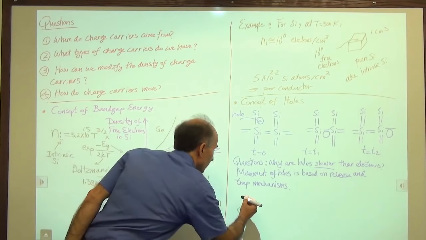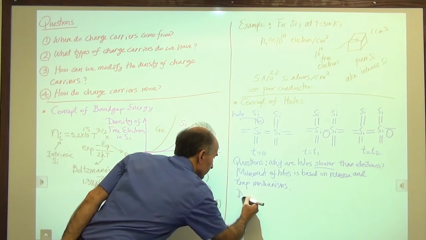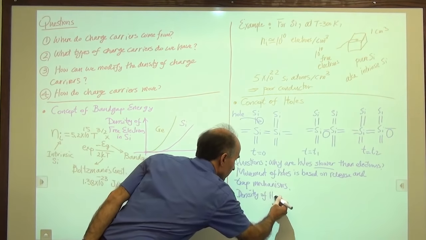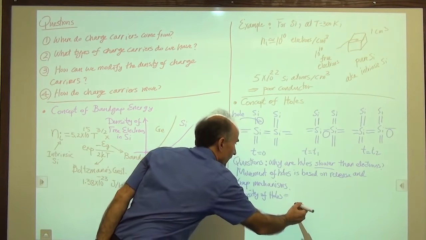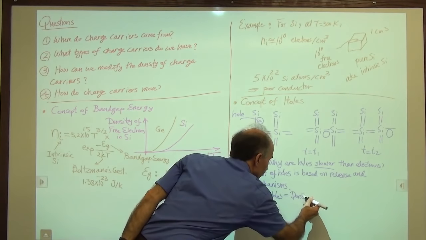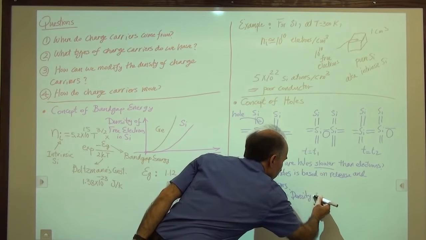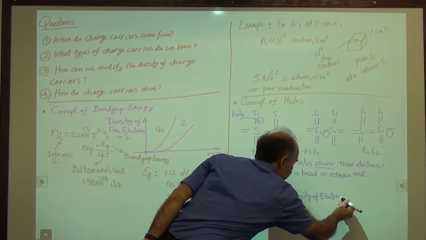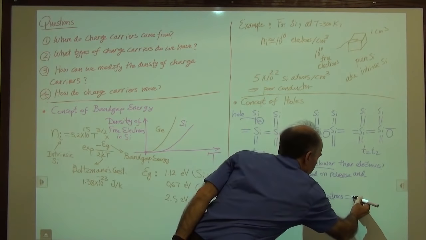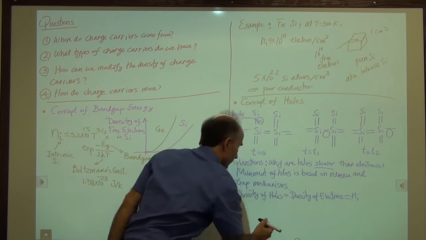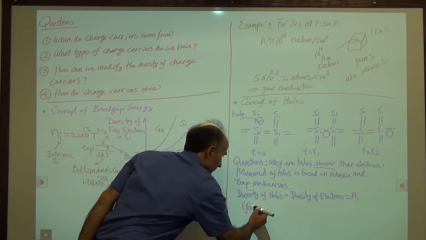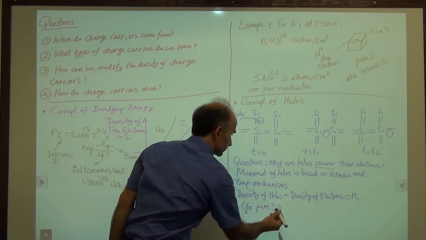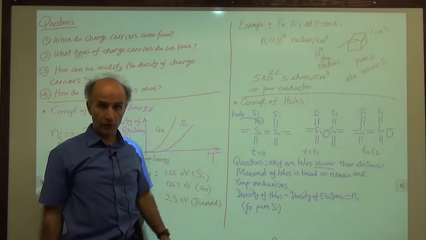So we say the density of holes is the same as the density of electrons. I'll just say electrons, even though we mean free electrons, and it's equal to Ni for pure silicon. Okay, so that's good to know.